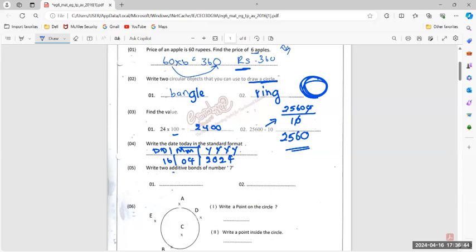Write two additive bonds of number 7. Additive bonds means something like this. If you have one number here and one number here, these two numbers together should form the number 7. For an example, 4 plus 3. 4 and 3 form a 7. 1 and 6 form 7. 2 and 5 form 7. It is all about the addition. 3 and 4. So all of these are additive bonds. You can write one example, 4 and 3.